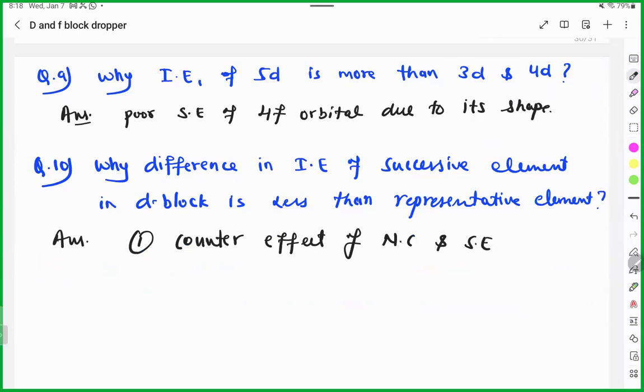One thing: whenever you are talking about ionization enthalpy, it is always related with the atomic size. Small atomic size, more ionization enthalpy. If somebody asks why more ionization enthalpy, simply say smaller size.